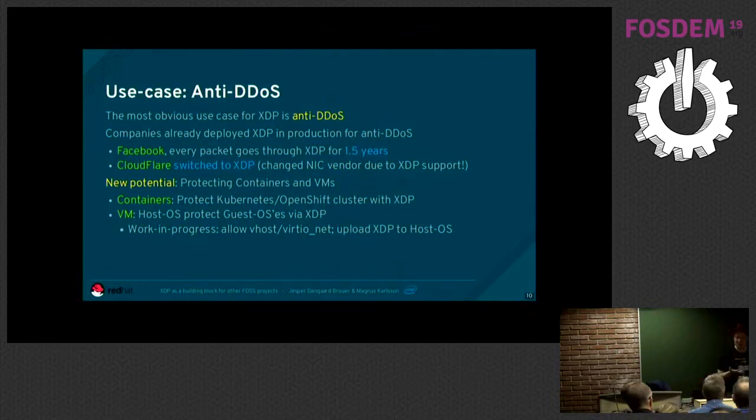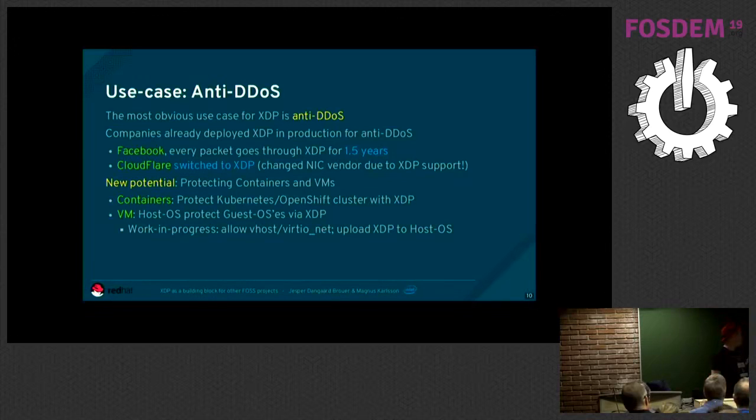So one of the most obvious use cases is anti-DDoS. That was the first thing we implemented, that we can drop packets really fast, because we haven't spent a lot of CPU cycles on it, because XDP happens down in the driver layer, and we are allowed to run our eBPF program, which is our XDP program.